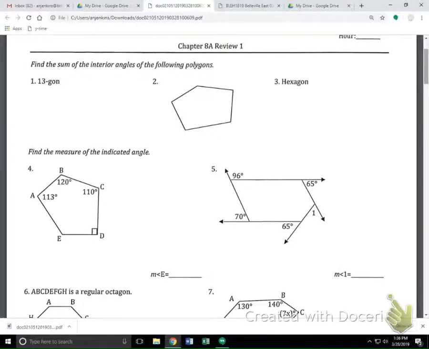Your test is tomorrow. It's going to be over all of this stuff. The only thing that is not on here that is on your test is area of a trapezoid. So we're going to start here.